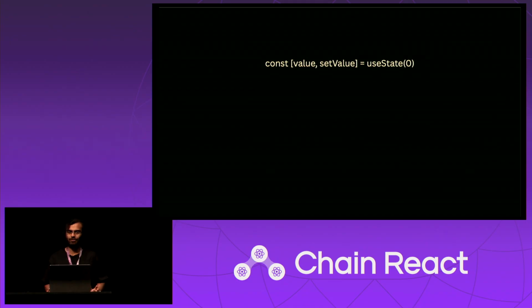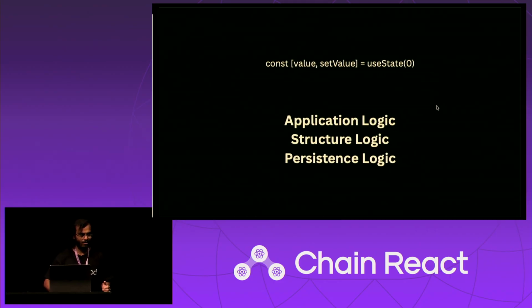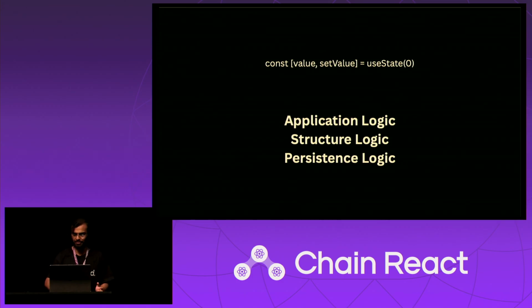So none of that is super scary. We as application developers have been writing this sort of logic forever. But the problem is when the app gets complicated, all of this gets tangled together. Our business application logic, the thing that we and our users actually care about, gets mixed up with logic that gives our state some structure, and logic that persists and retrieves it from some sort of disk.